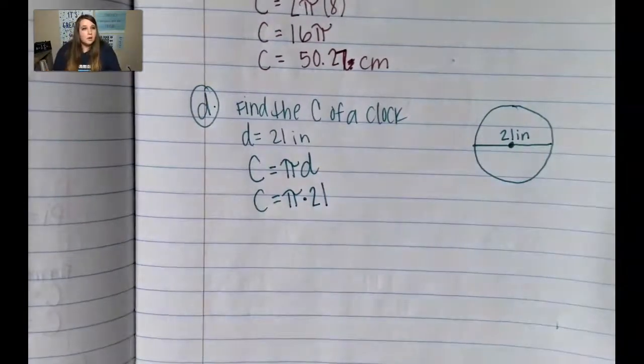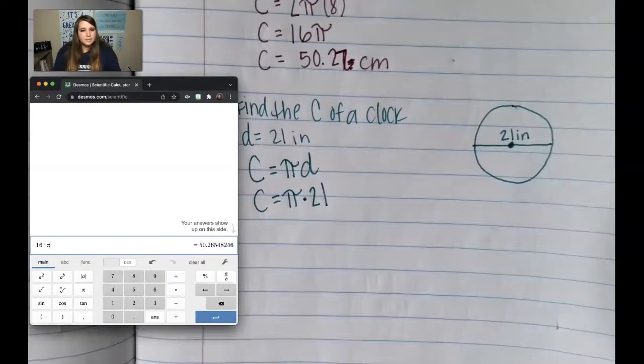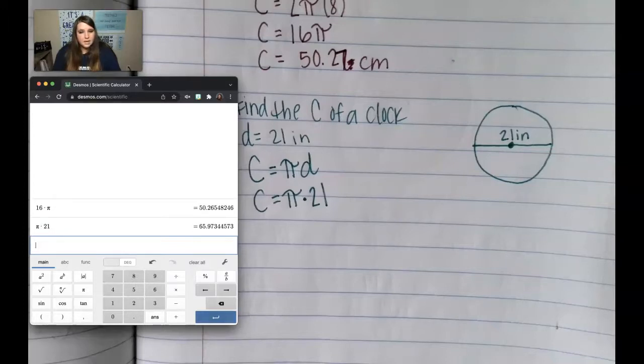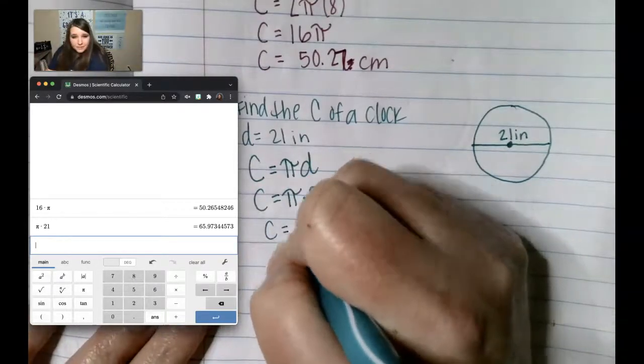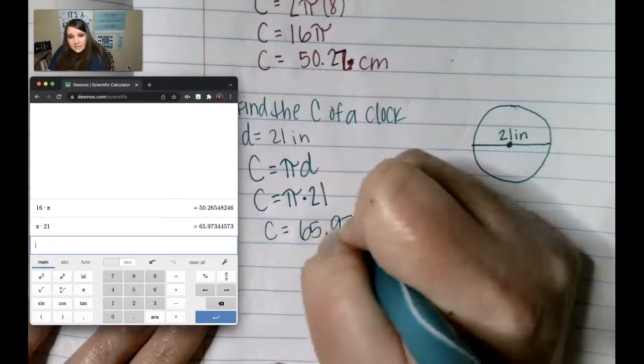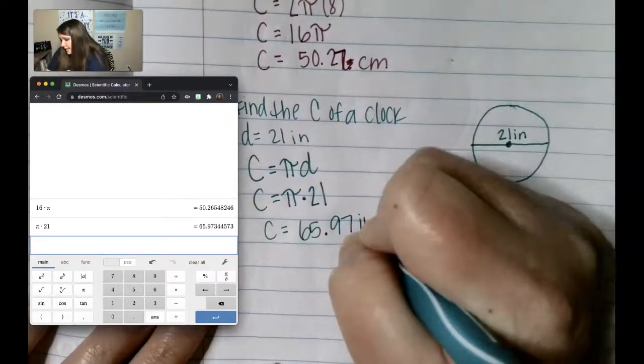So what I'm going to do now is I am going to pull up my Desmos again. And now I will do pi times 21. And I get 65.97344573. We don't need that big long answer. So instead we can just say circumference equals 65.97. And it is in inches.